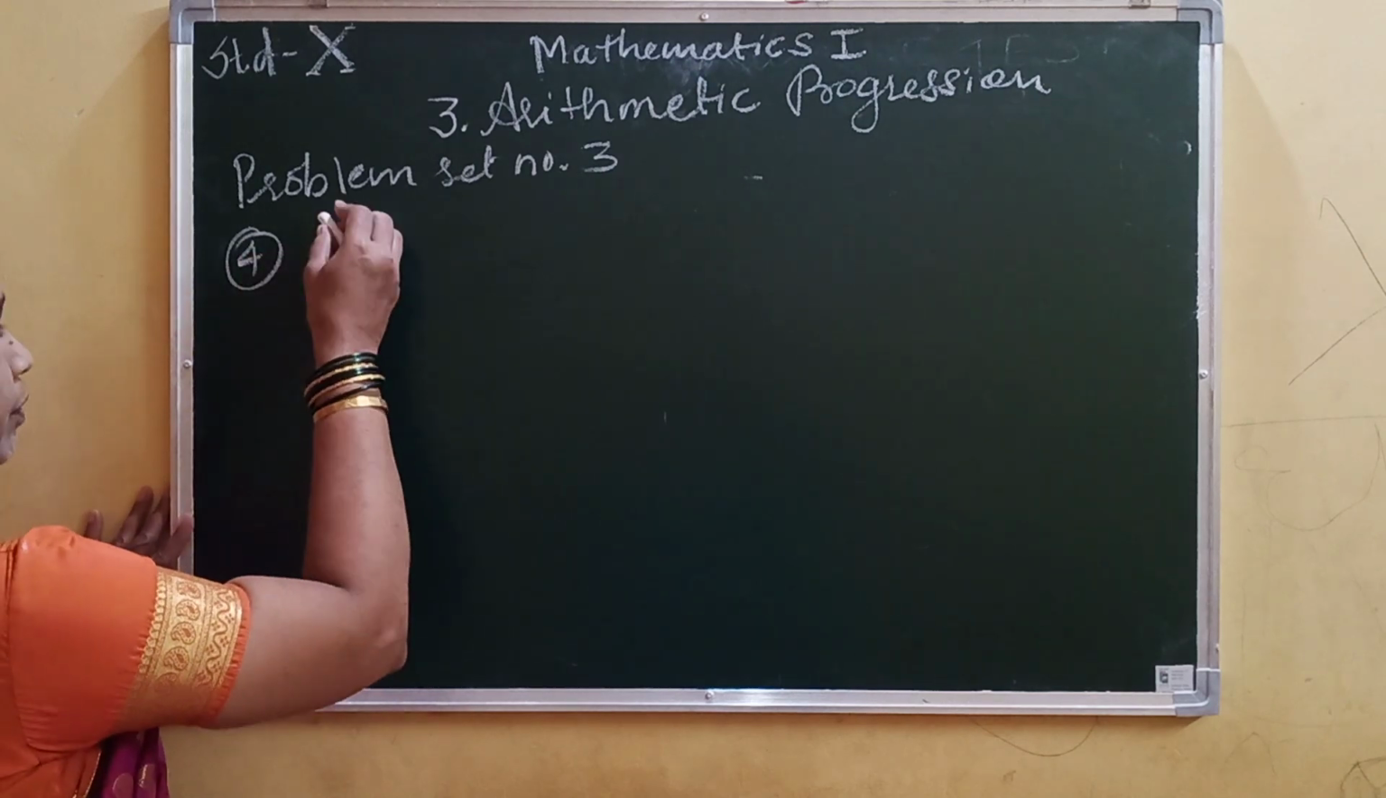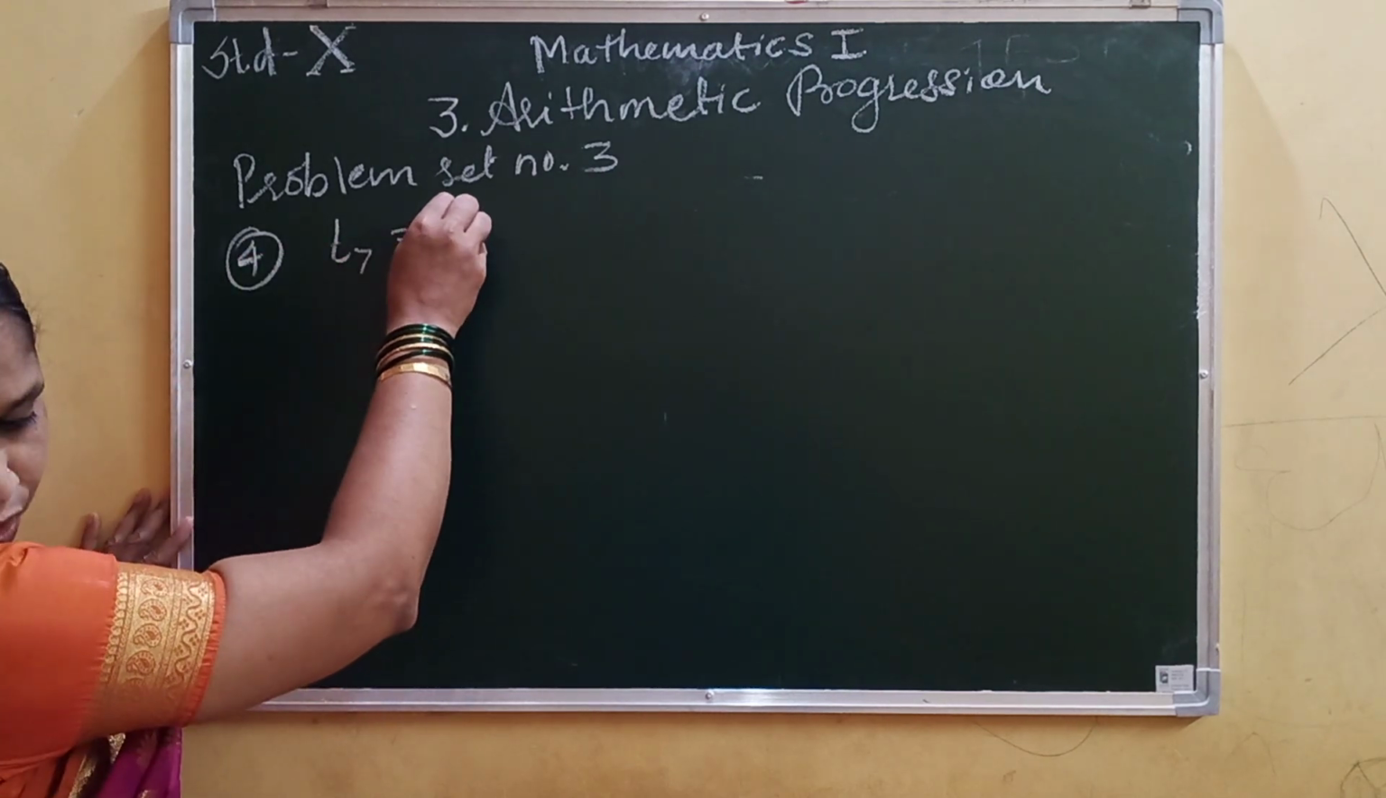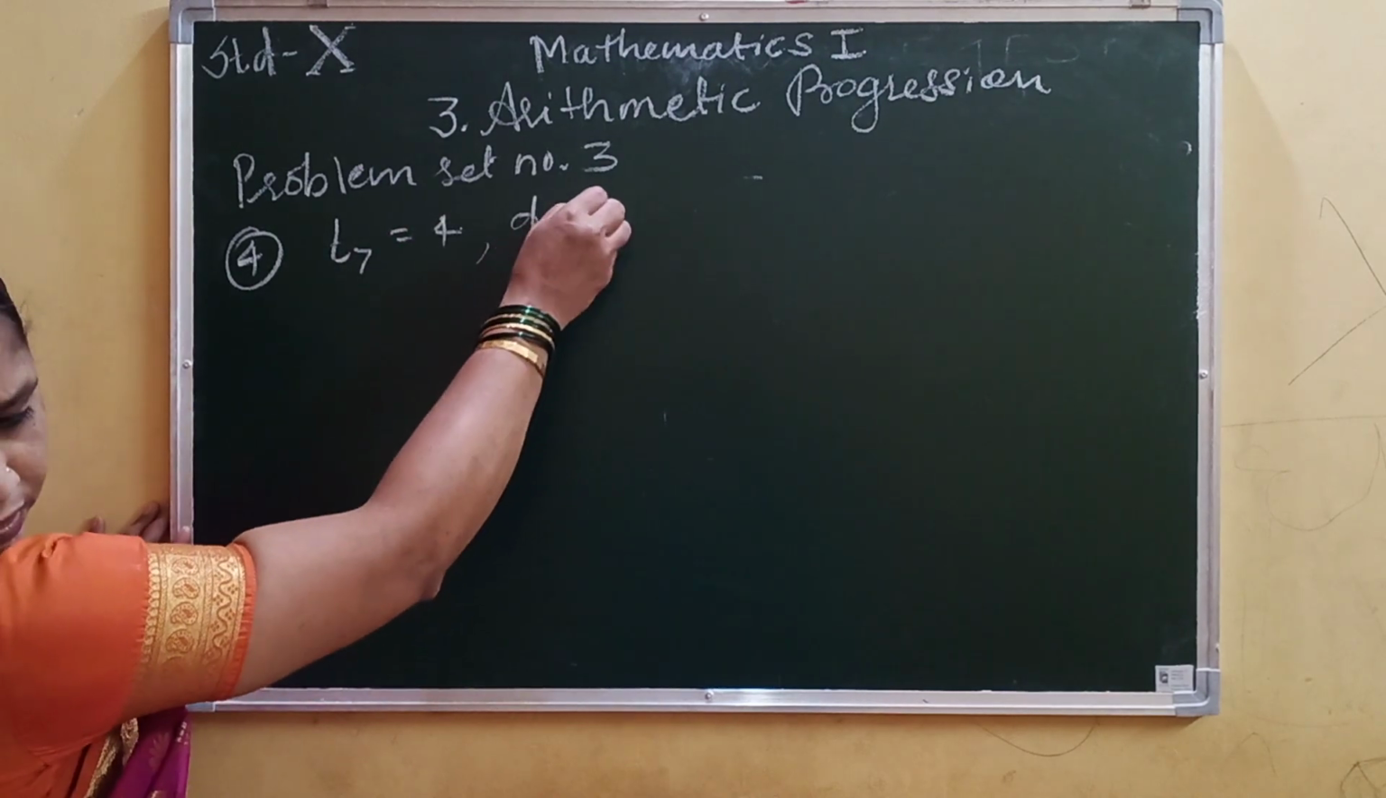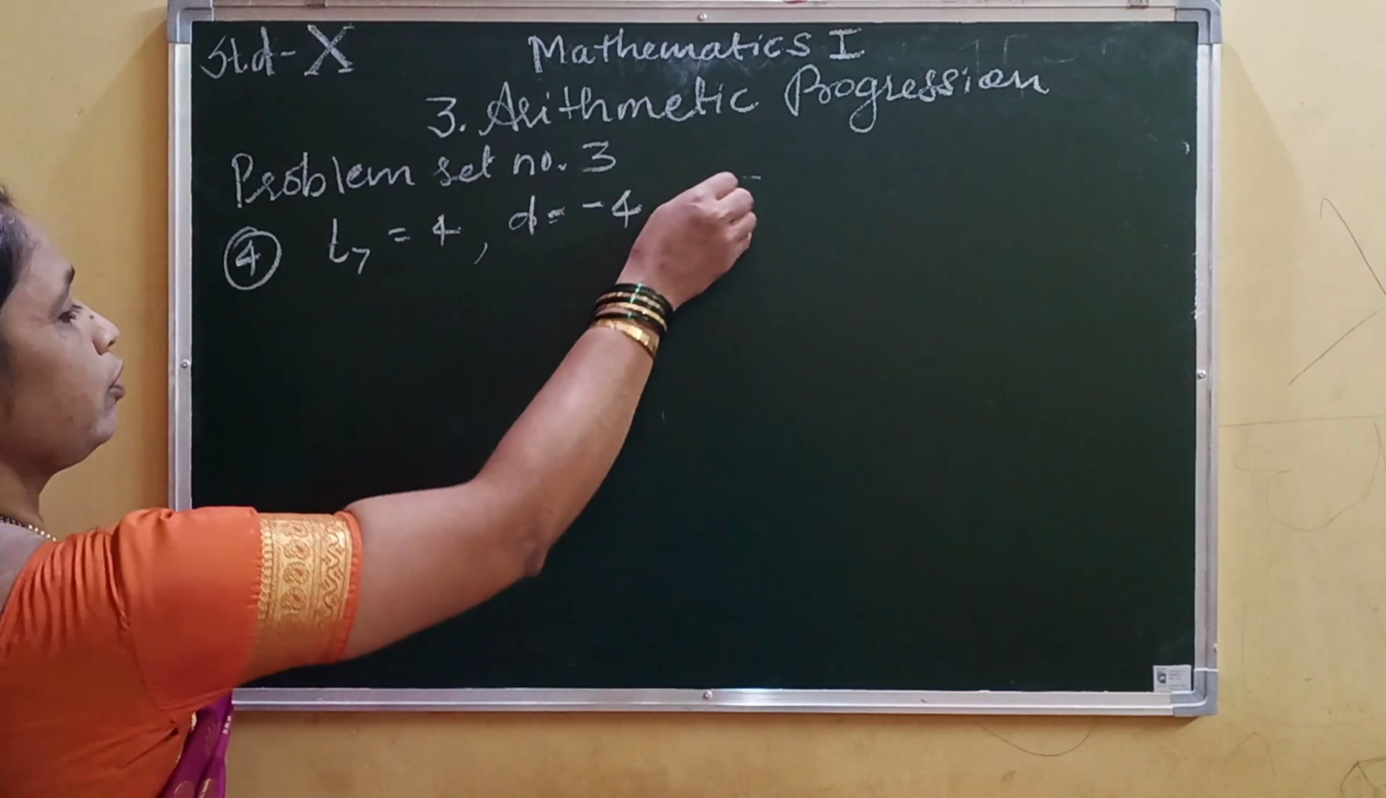Now here, what is given? T7 is given. T7 is given as 4, and D is given as minus 4. You have to find A.